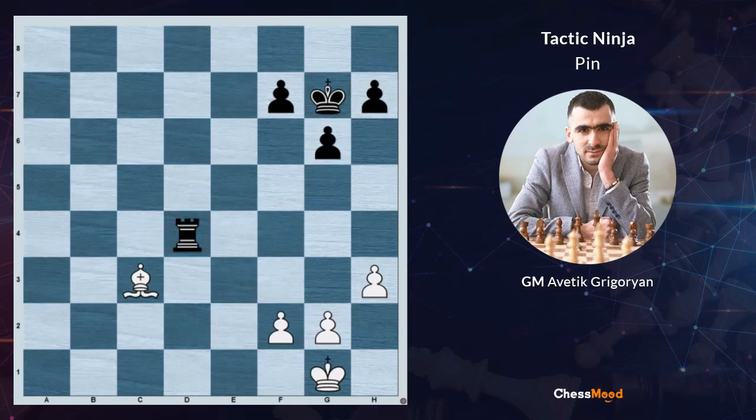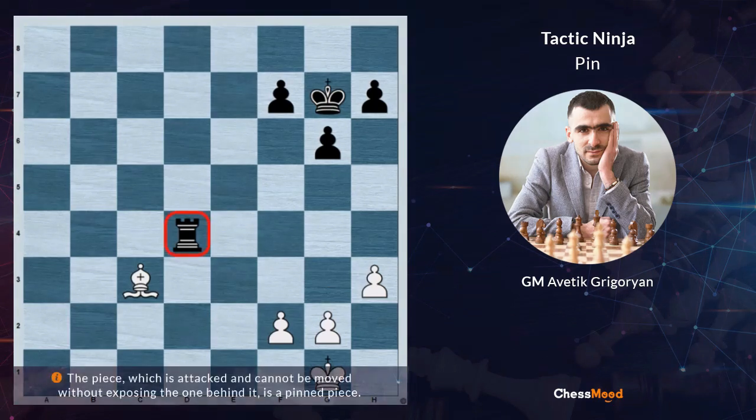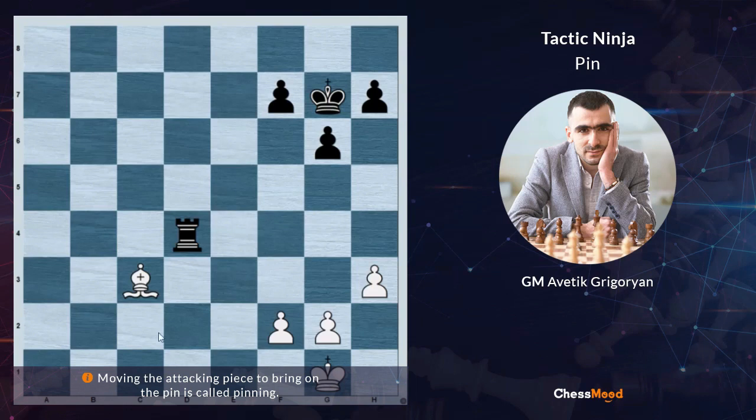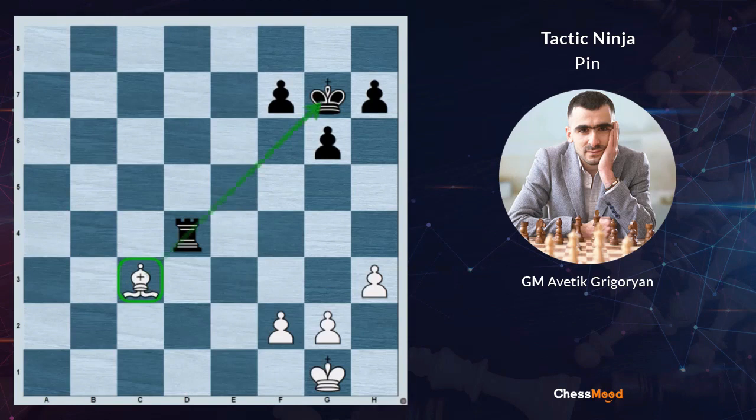I don't want to overwhelm you with terms, but a few you will need to know, so in the future when you read some books or watch some courses, it will be easier for you to understand. What is the pinned piece? In this case it is the rook. The definition is simple: the piece which is attacked and cannot move without exposing the one behind it is a pinned piece. And what is the pinning piece? Moving the attacking piece to bring about the pin is called pinning. So this is the pinning piece, and this thing is called pinning.